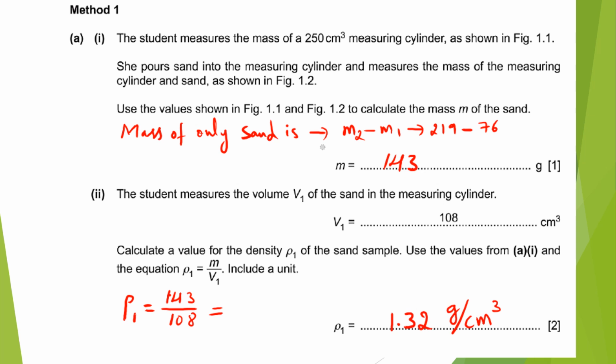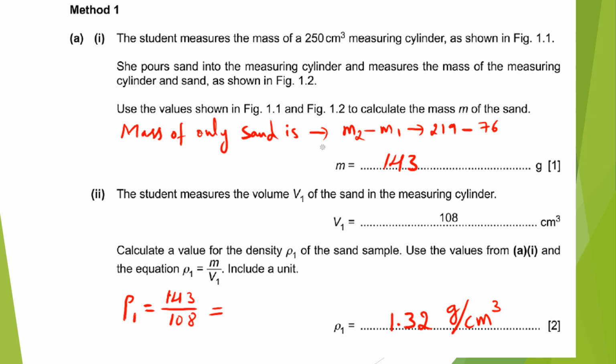Then the second one, the student measures the volume V1 of the sand in a measuring cylinder. It is given. Calculate a value for the density rho 1 of the sand sample. Use the values from A1 and the equation rho 1 is equal to m upon V1. Include a unit.